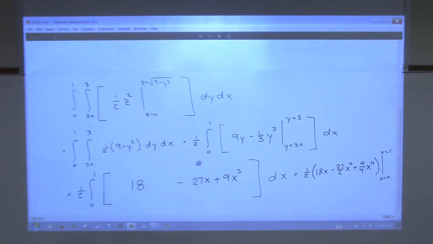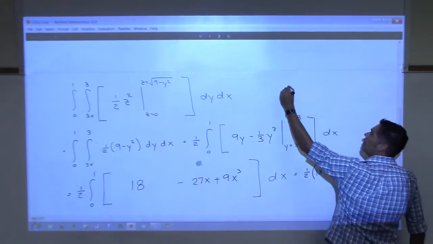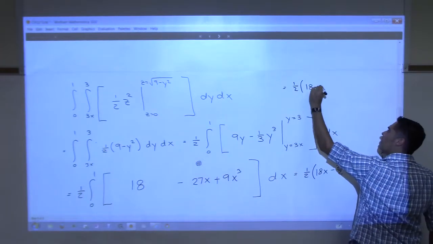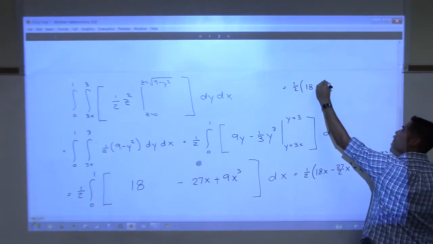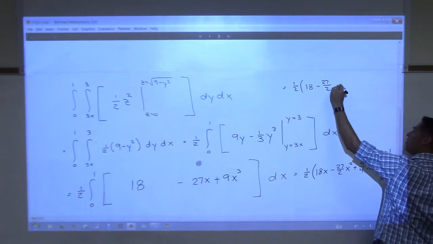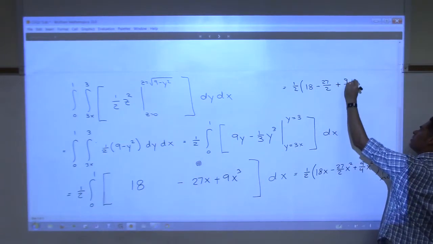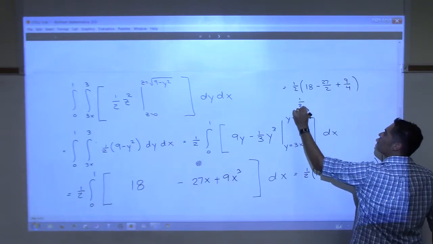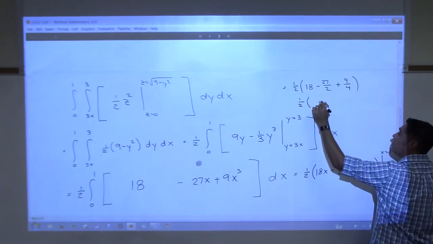Yes? All right, now when we plug in 1, we're going to get numbers. When we plug in 0, everything's going to go away, right? So all we really have to do is plug in 1. So if I plug in 1, I get 1/2, and then I've got 18 minus 27 halves plus 9/4. I think we can get a common denominator here. So I multiply everything by 4, right?